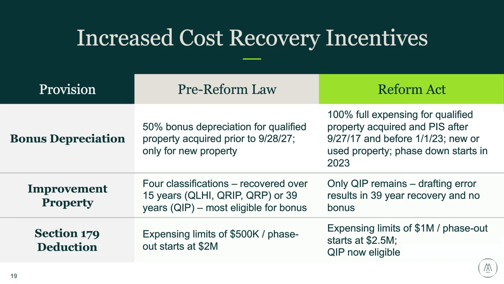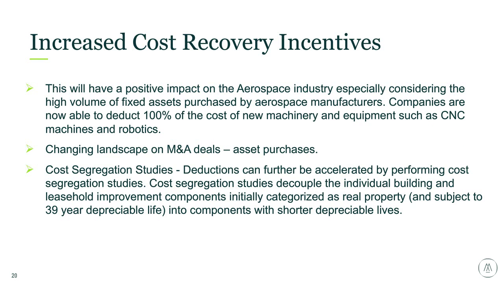So overall, we do expect that these will have a very positive effect on the aerospace industry, and that's just due to the high volume of fixed assets purchased by aerospace manufacturers. So companies are now able to deduct 100% of the cost of new machinery and equipment, such as CNC machines, robotics, and everything else.